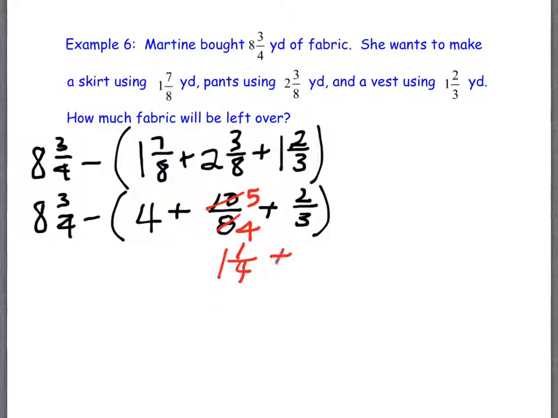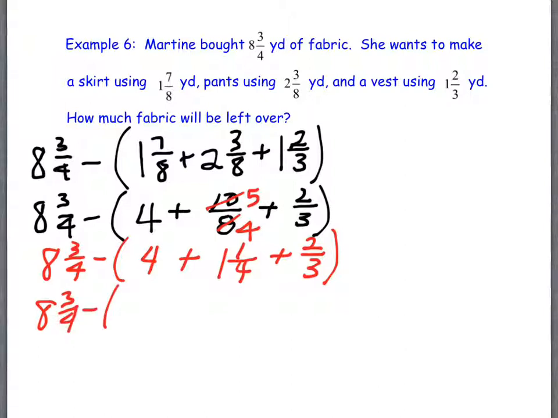And I kind of like the fact that this turned into something over 4. Why would I like that? I already have something over 4 at the beginning of the fraction, that 8 3/4, right? So this is kind of nice at this point because I've got another mixed number that I can make the fraction smaller. So I've got the 4 plus the 1, so I've got 5. So here's my 8 3/4 minus 5 plus, and then I've now got the 1/4 plus the 2/3.